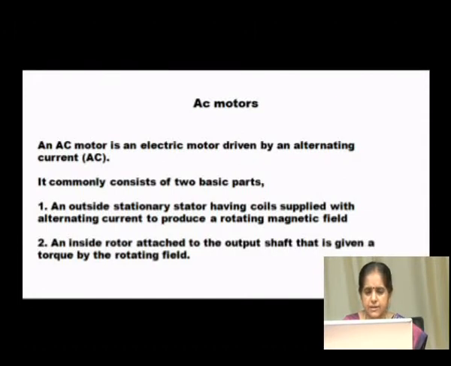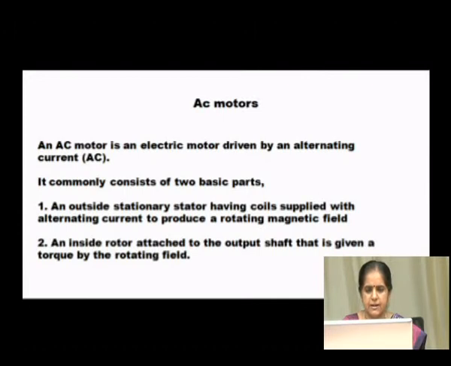An AC motor is an electric motor driven by an alternating current. Basically, motors could be classified as DC motors as well as AC motors. If the motor is driven by direct current, then it is known as a direct current motor or DC motor. If the electric motor is driven by an alternating current, then it is nothing but an alternating current motor or AC motor. There will be two different basic parts of the AC motor.